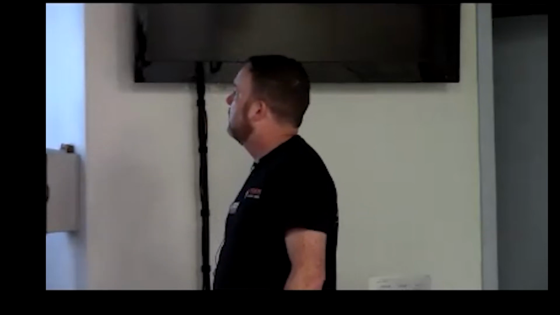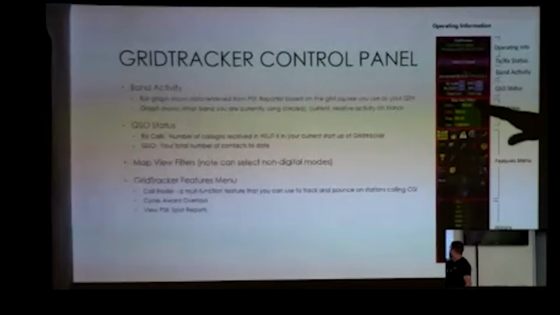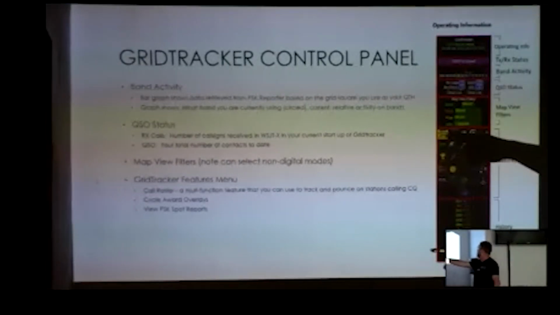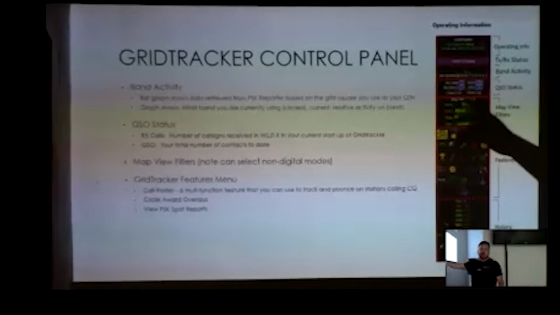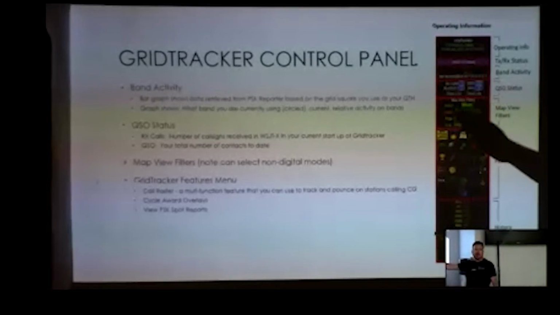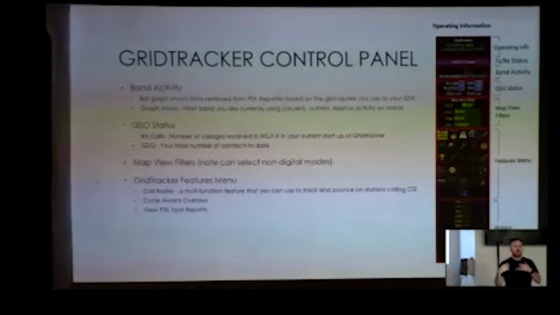And the GridTracker features menu. This is a configurable menu of different options. Some of the key ones to point out: this call roster is really the heart of it. Even though it's not the map, I think it's the most useful feature of this tool for identifying contacts that you might want to talk to. Another one is the awards overlay, where you can look at your logs and see what else you need to talk to, where you need confirmations, and the like.